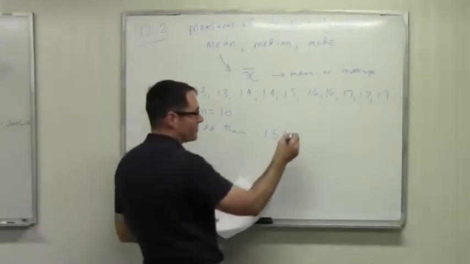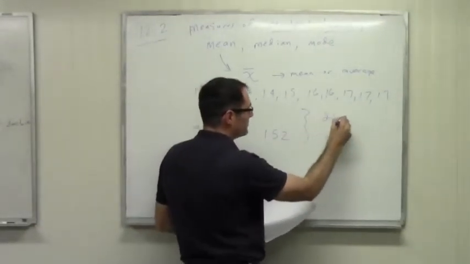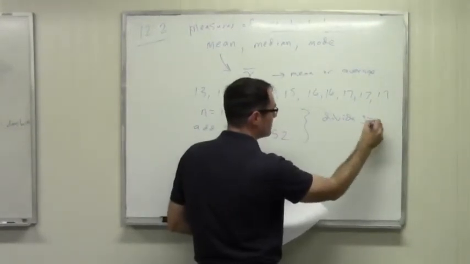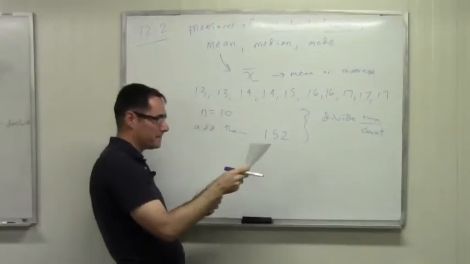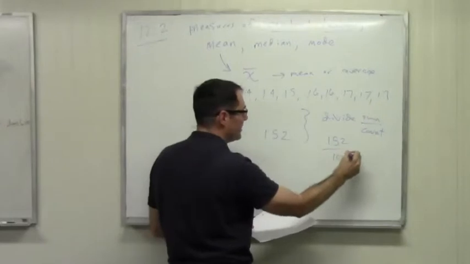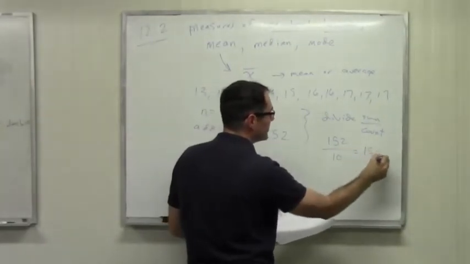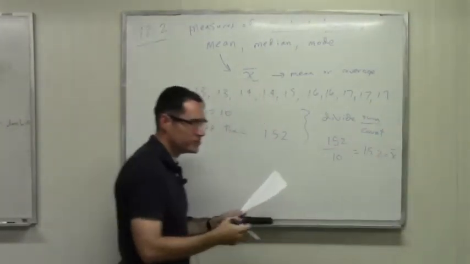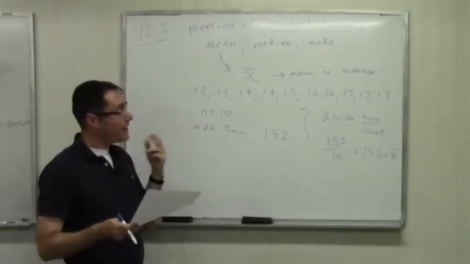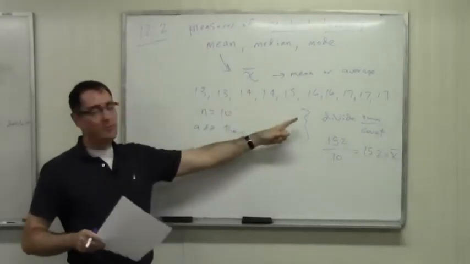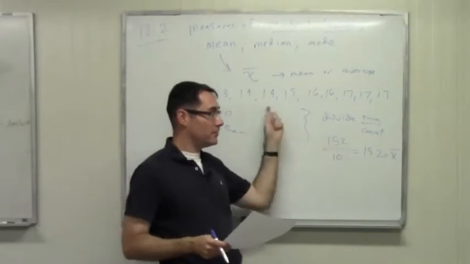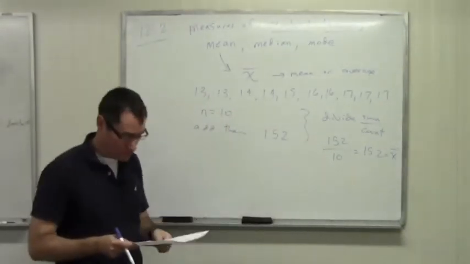OK? And you guys have all done this before. Divide the sum by the count. Terrible handwriting. So in this case, it's going to be 152 divided by 10 equals 15.2, which is the average. Now, is 15.2 one of these numbers? No. The average does not have to be one of the numbers in here.